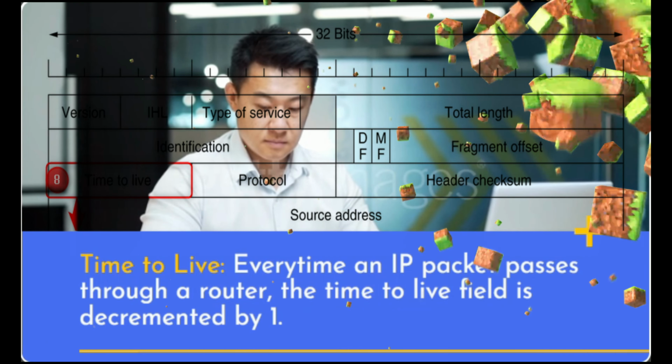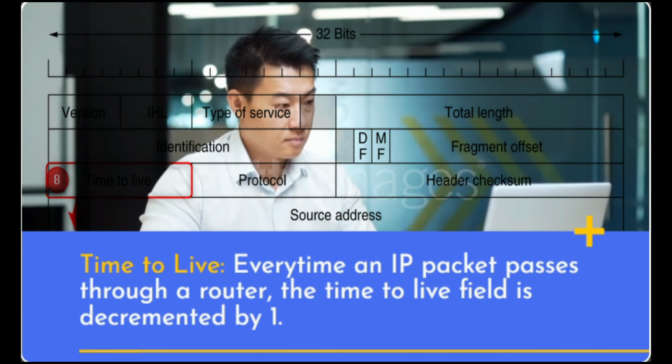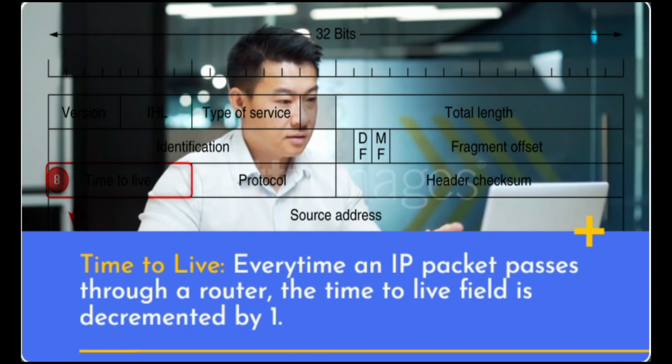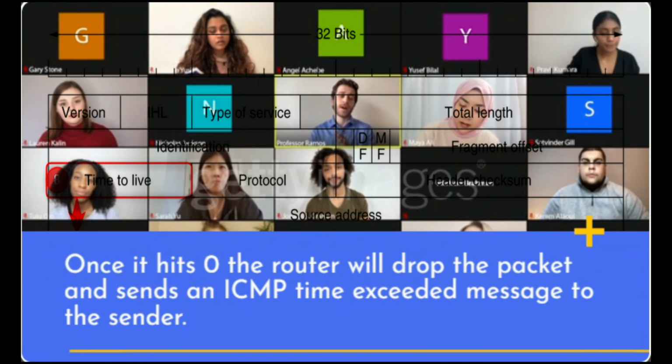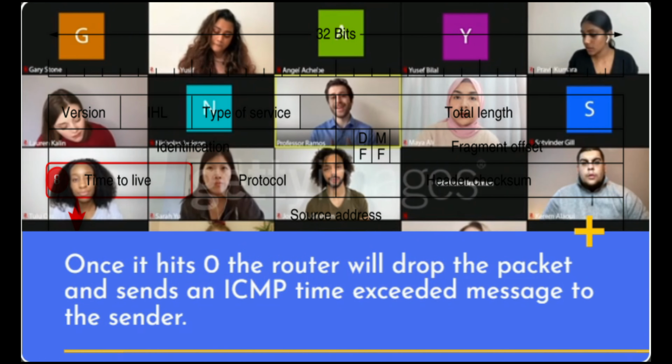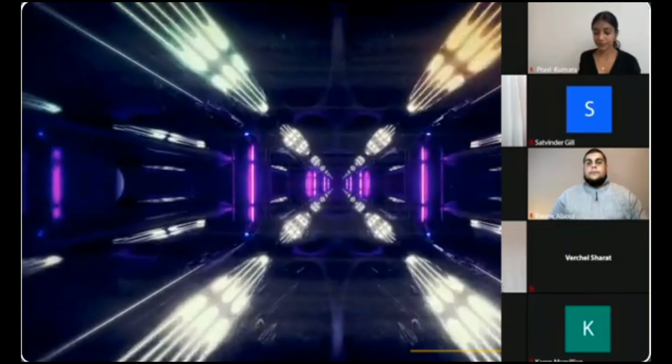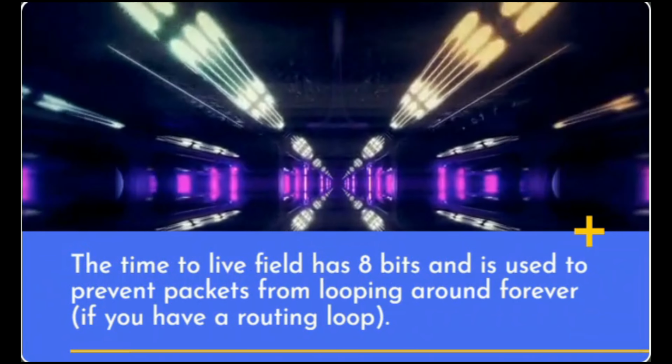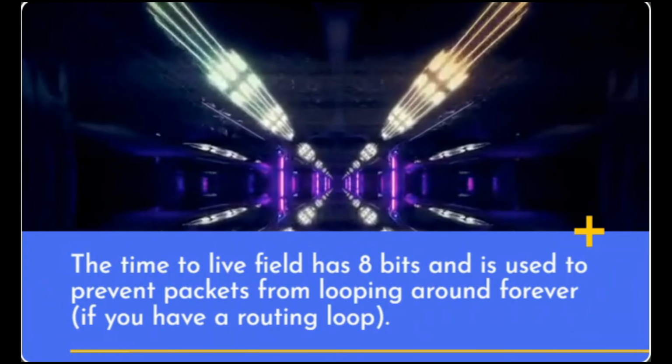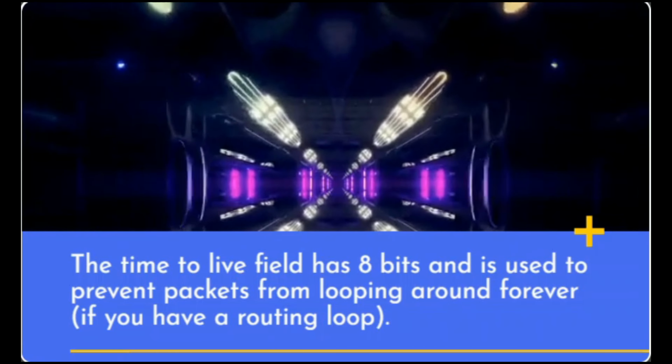Time to live: every time an IP packet passes through a router, the time to live field is decremented by 1. Once it hits 0, the router will drop the packet and sends an ICMP time exceeded message to the sender. The time to live field has 8 bits and is used to prevent packets from looping around forever, if you have a routing loop.